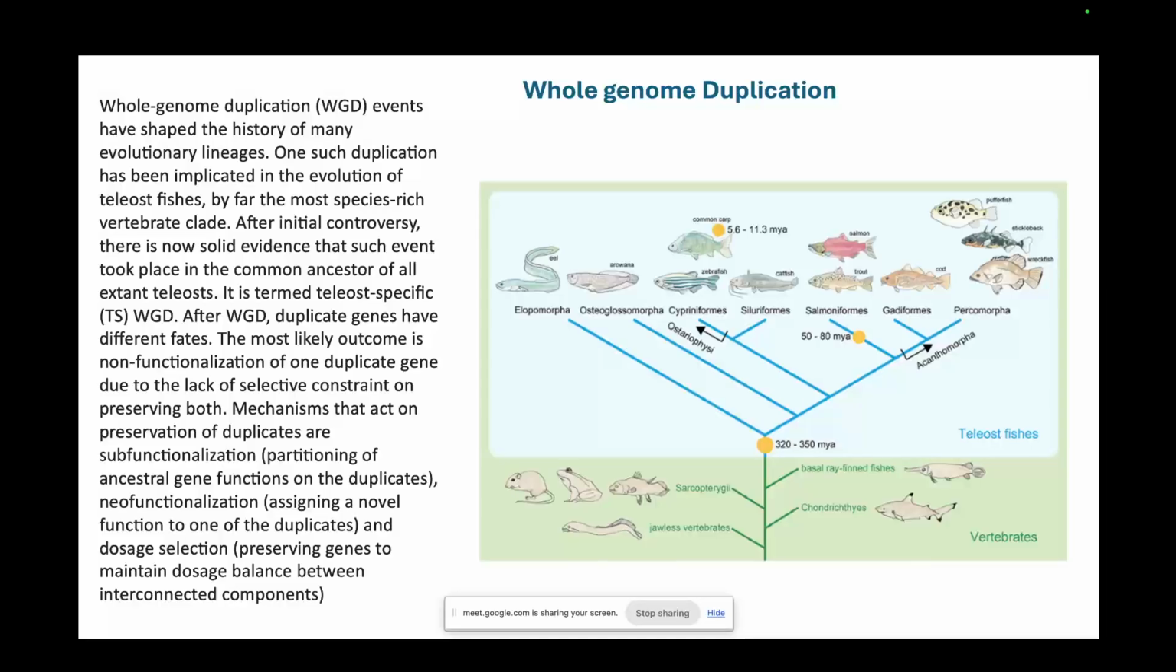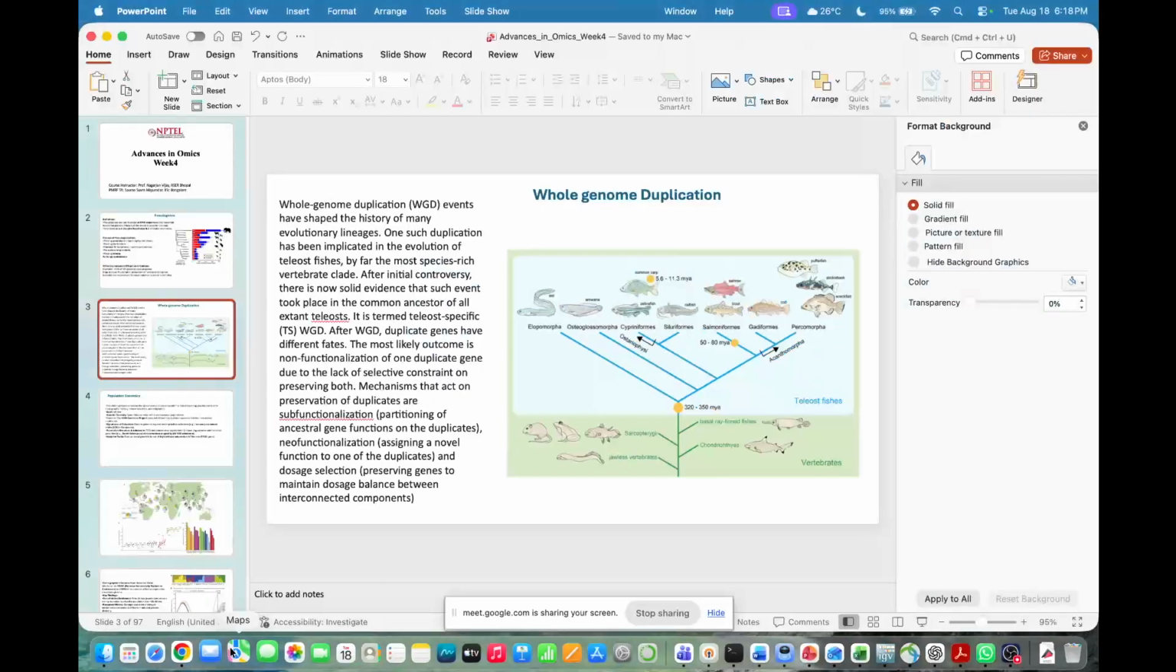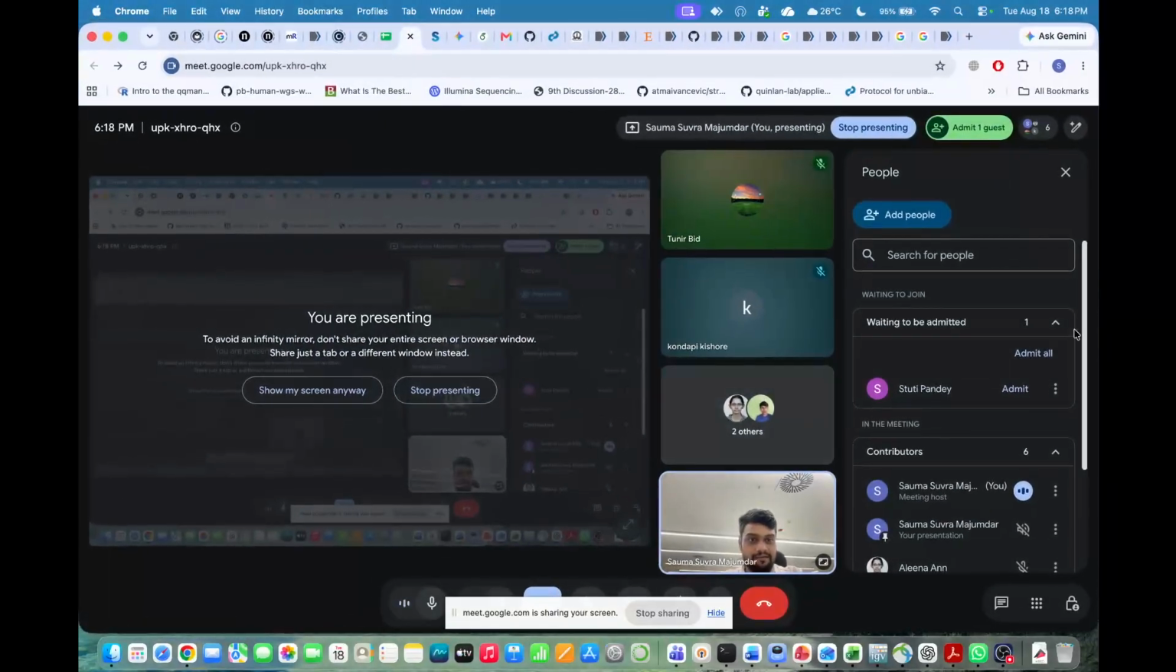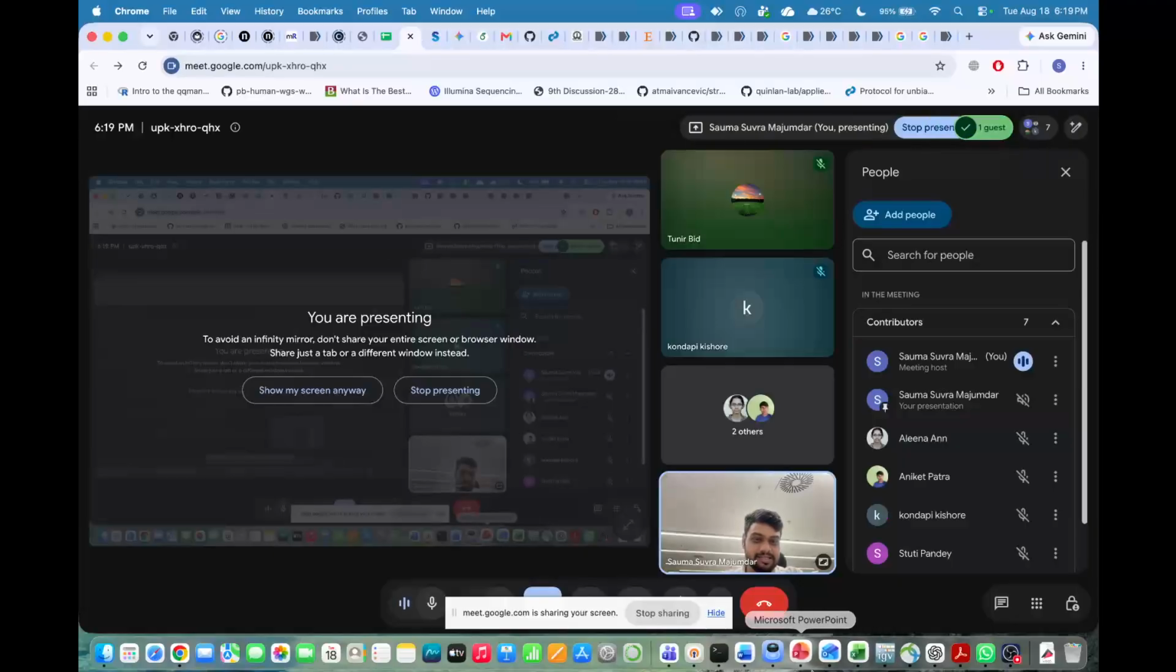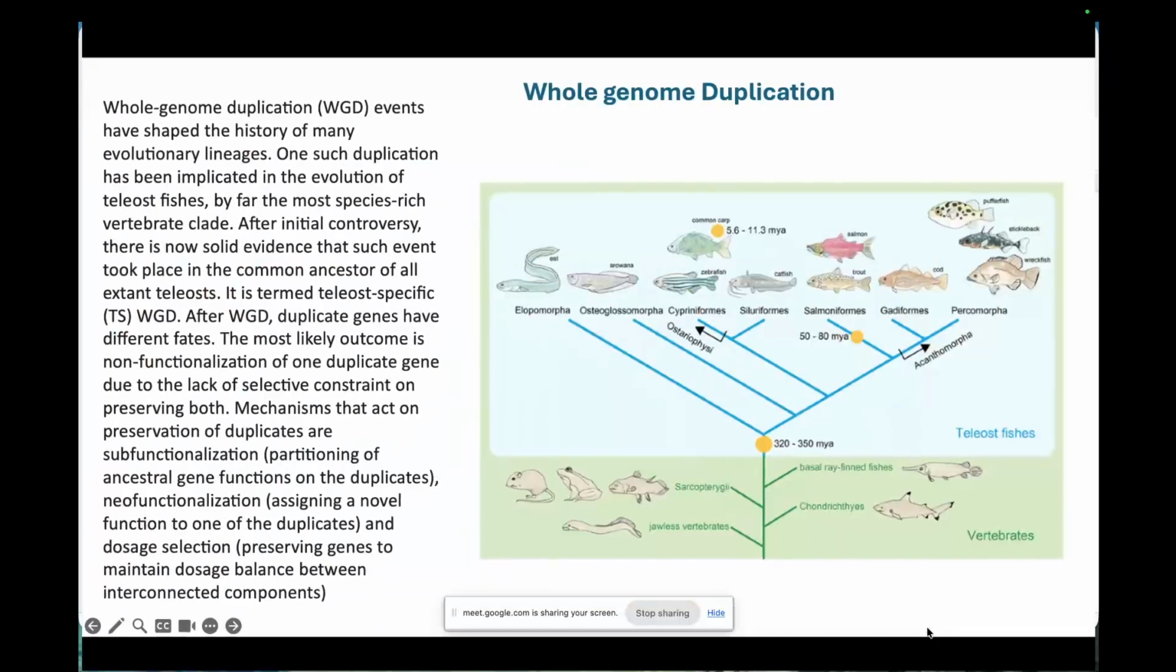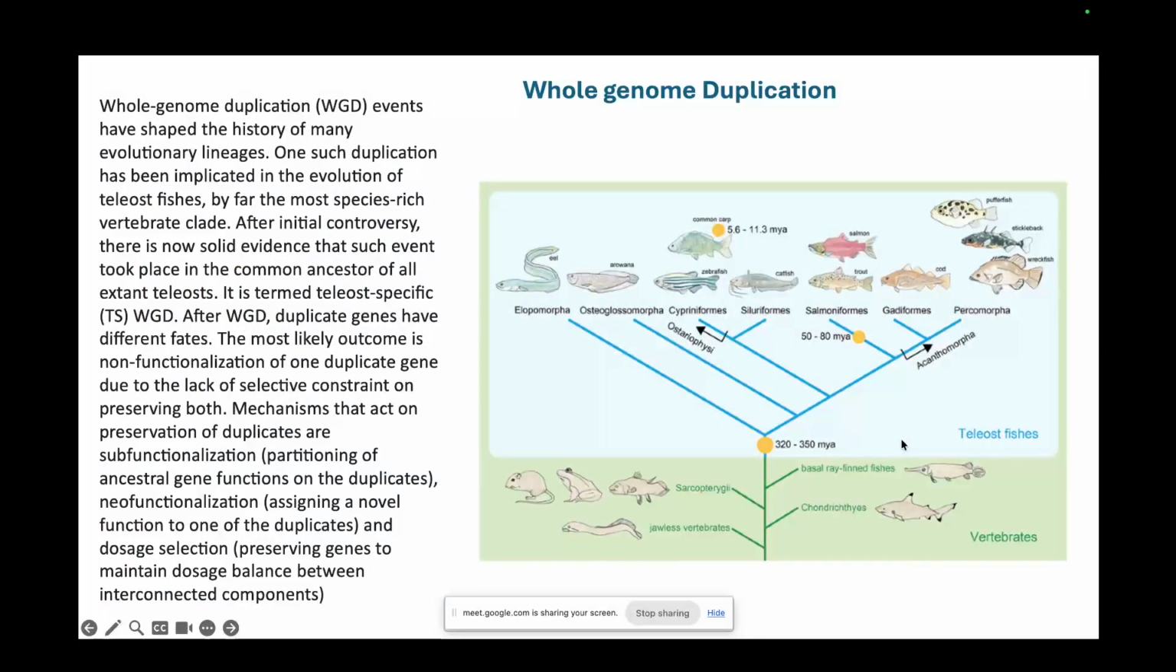The most common outcome would be to make it non-functional. You have one copy of the active gene. Why do you need another copy? Because it'll have dosage issues and there will be other issues as well. So basically, in most cases through evolution, these are made non-functional due to accumulating mutations.